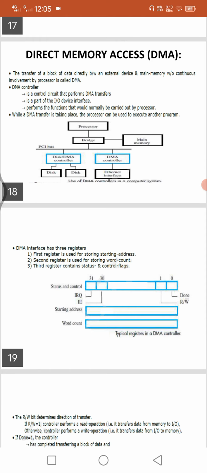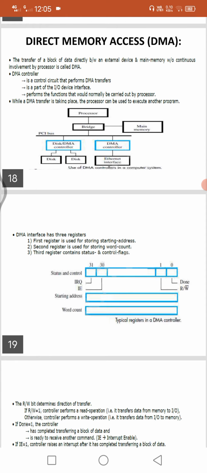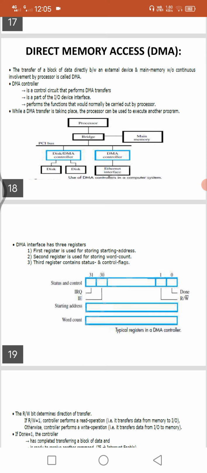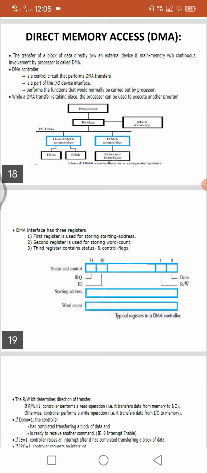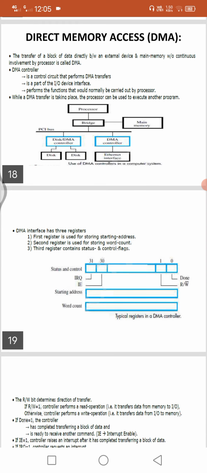So DMA is used in order to transfer the data directly. Because of this DMA we can reduce the burden on the CPU. In previous days we used the CPU for this purpose. So in order to reduce the time and burden on the CPU we introduced DMA.